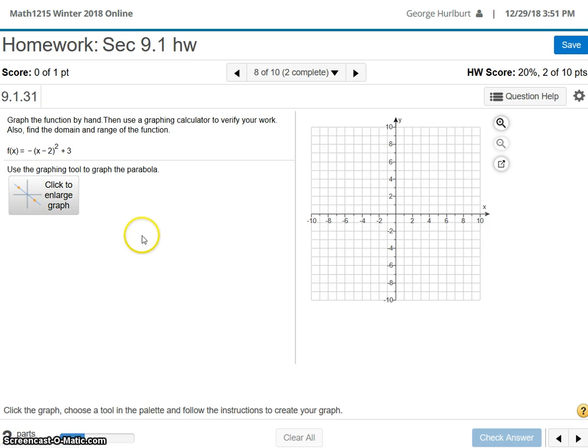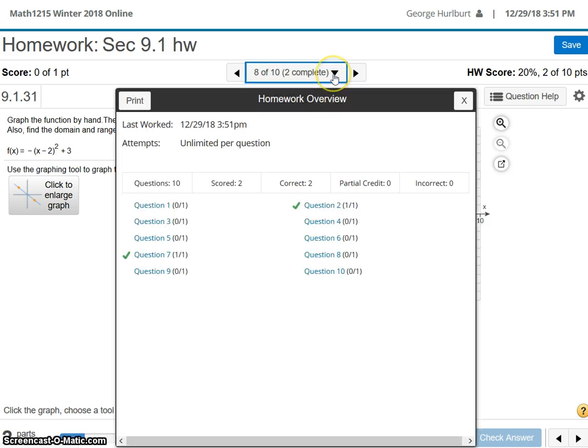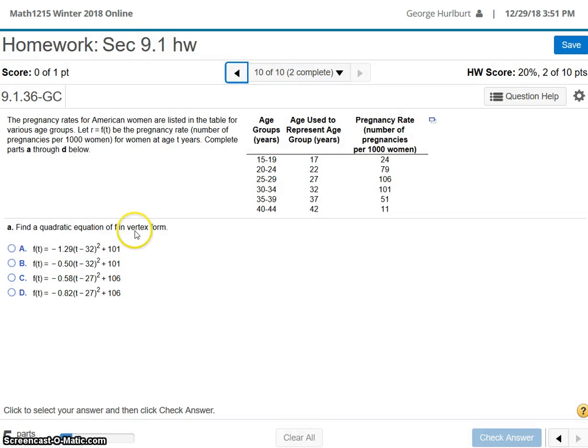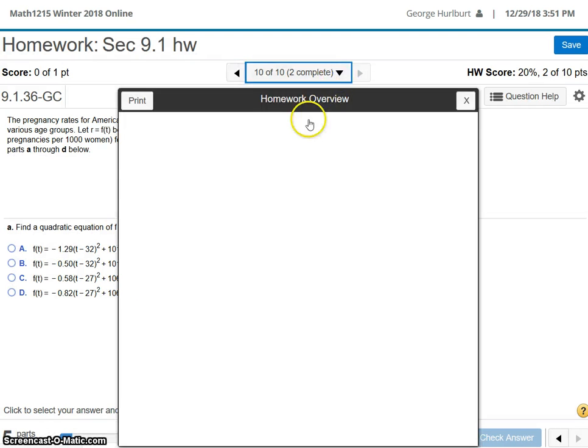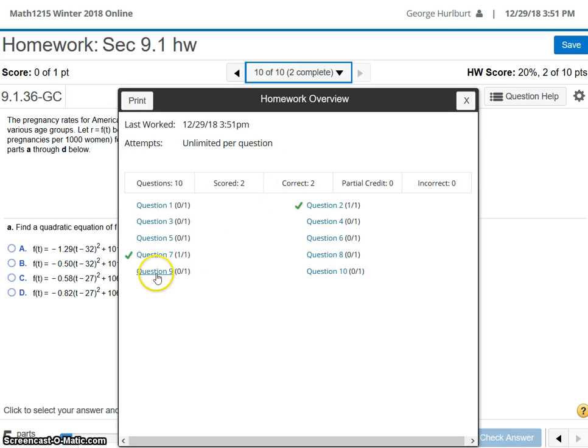All right. Again, I'm going to skip ahead to the last one here. This one's pretty similar. Oh, that's not the one I wanted. Sorry.